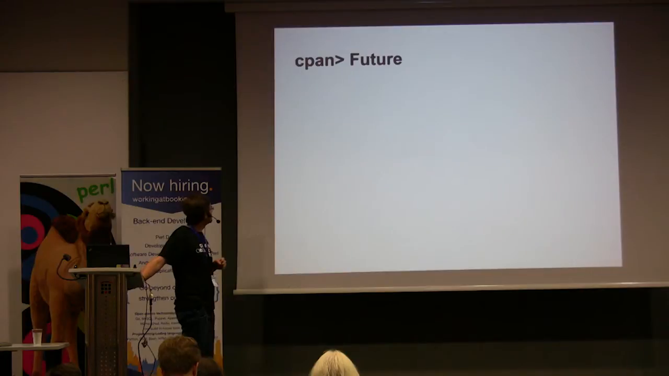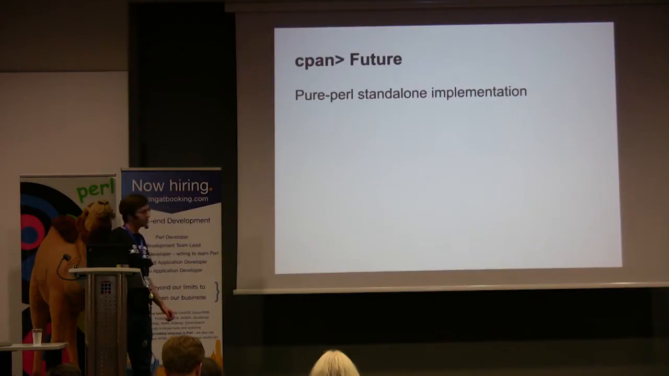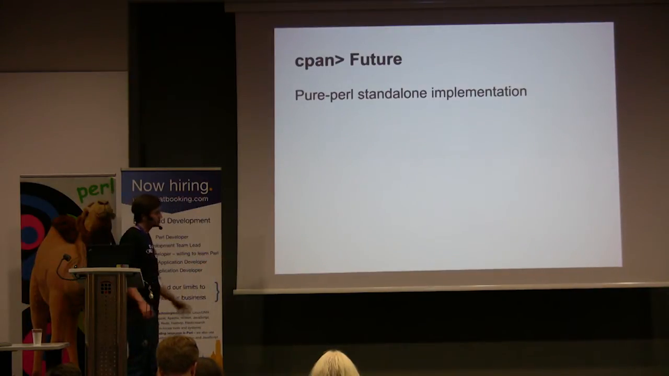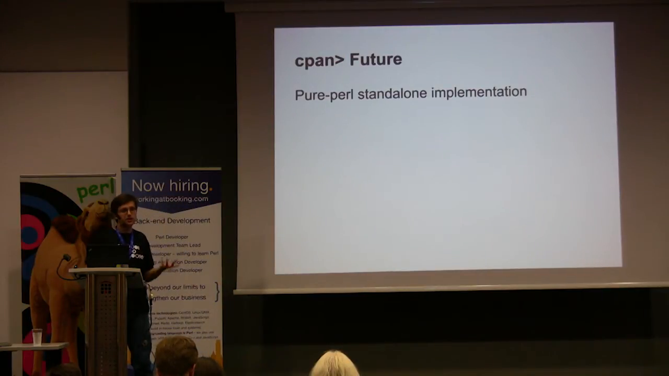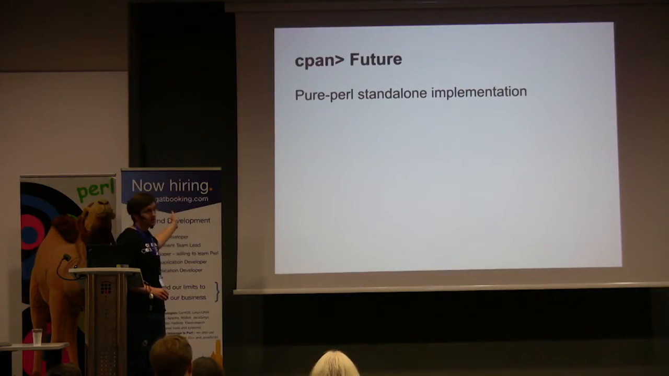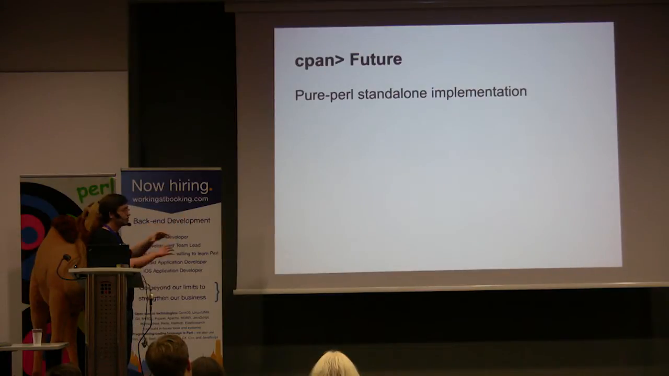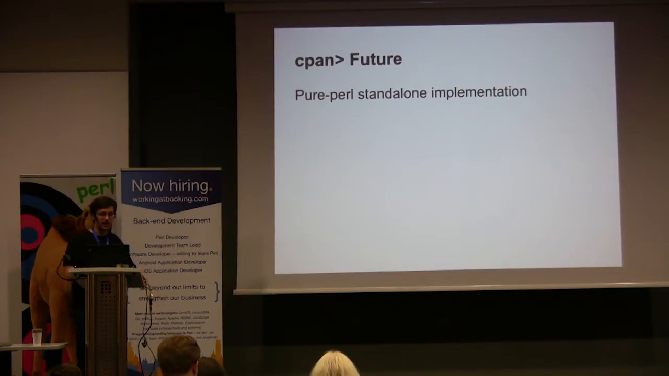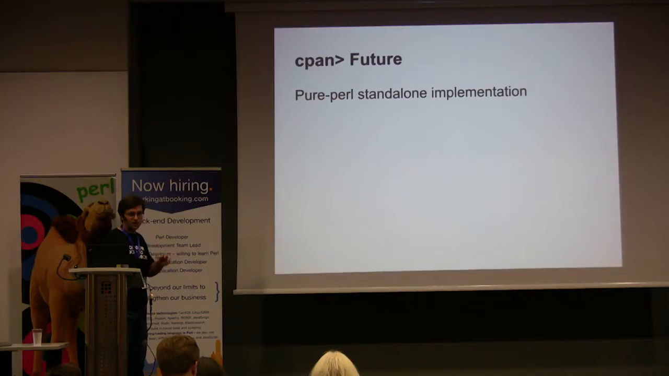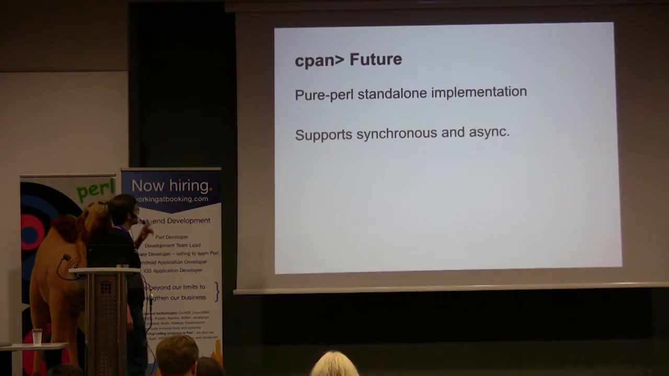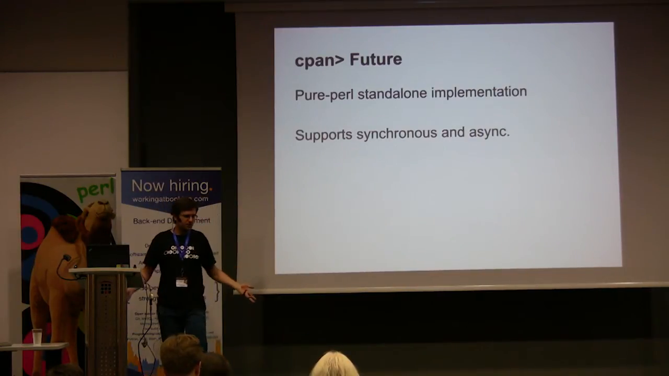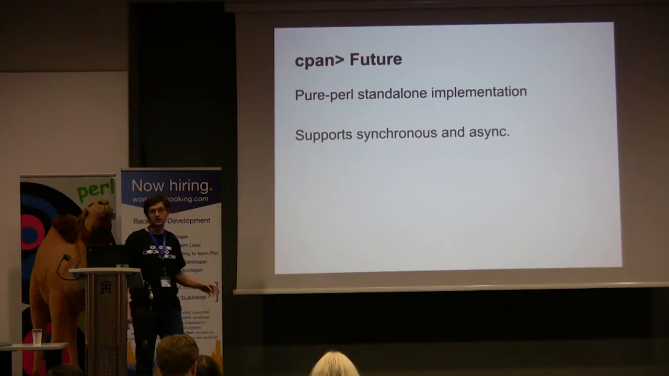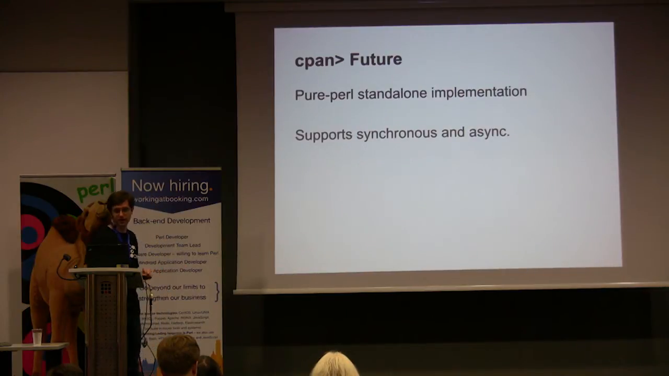So let's have a look at this actual module. It's a real module on CPAN. It's called Future. It's a small little piece of pure Perl standalone code. It basically just wraps the idea from a few slides ago, the idea that you have a list of callbacks, and you say, we're going to invoke those later. But it also does a few other bits of magic that are very useful. The Future module itself will support synchronous code as well as asynchronous code, and I will talk about why that is useful in a moment.